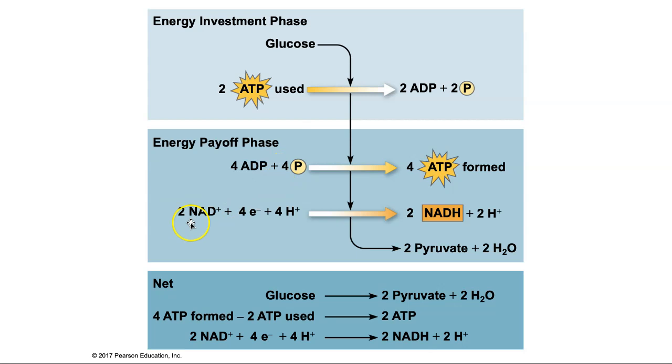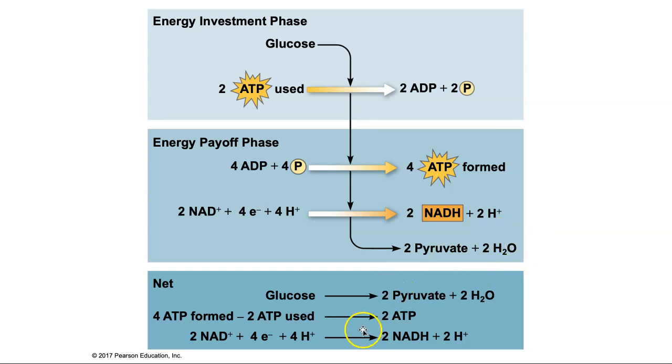We also are taking 2 NAD+. Remember, those are our electron shuttles. And for each NAD+, we're going to use 2 electrons and 2 hydrogen. So we need a total of 4 electrons and 4 hydrogen, and we're making 2 NADHs. So this is good too. This is going to also help us to make energy a little bit later. And so these are our energy inputs and outputs here. The molecules that we create, our products, we make 2 pyruvates and 2 waters.